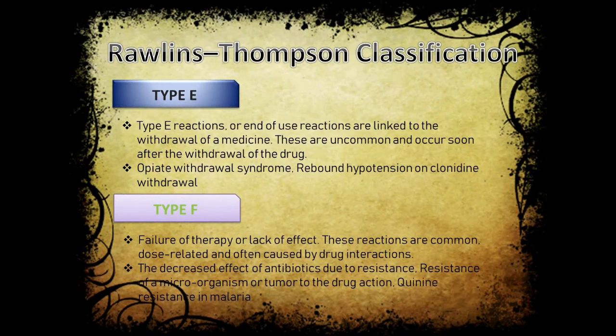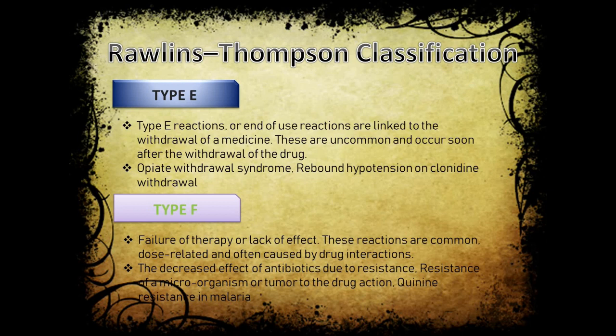Type E reactions, or end-of-use reactions, are linked to the withdrawal of a medicine. These are uncommon and occur soon after the withdrawal of a drug. What are withdrawal symptoms, as I have discussed earlier? Type E reactions are basically withdrawal symptoms. Examples are opioid withdrawal symptoms and rebound hypertension on clonidine withdrawal. So whatever withdrawal symptoms a patient experiences after discontinuation of a drug are included in this type E.